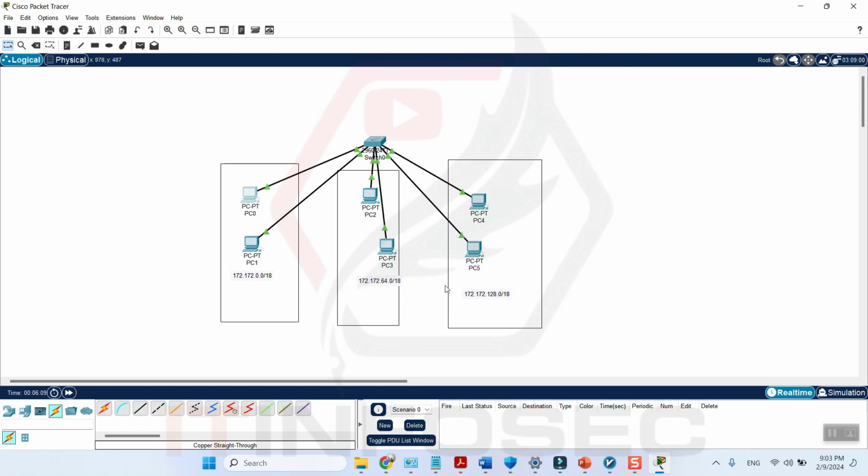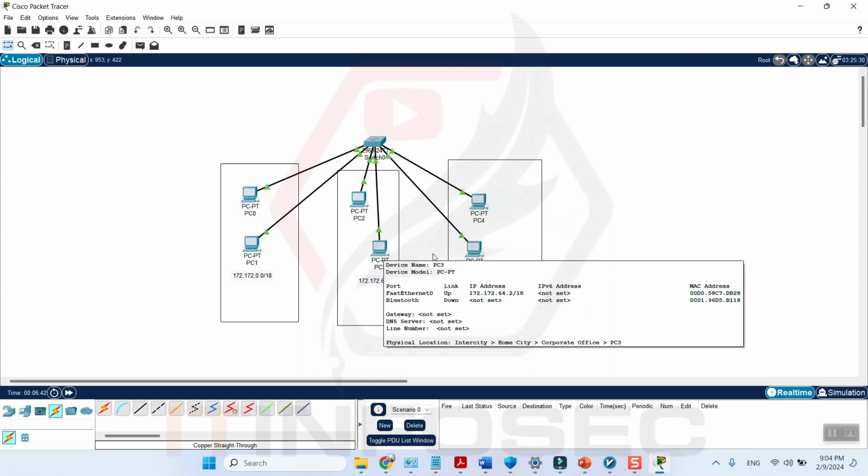Okay. The computers in each subnet have no problem communicating with each other, but they will have a problem communicating with other subnets. Let's check. This is 172.172 starts. For example, this one, 64, is not accessible from the other subnets, or from this subnet to another. Okay, I start ping for 172.128.2 from 64.2.